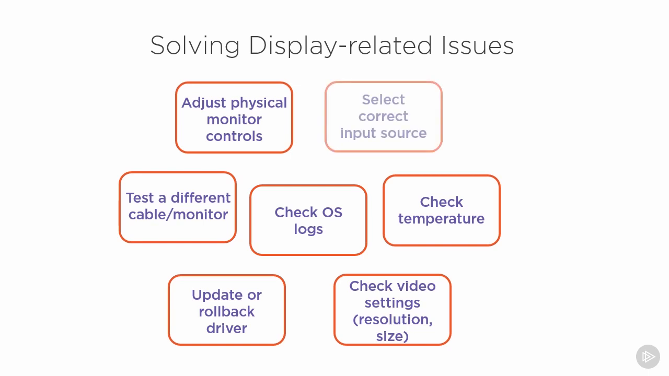We should also think about selecting the correct input source. So if you've got a large television and you're trying to connect to it, either through wired connections or wirelessly, make sure the correct input source is selected, whether it's coming in wirelessly or physically through HDMI input 1, HDMI input 2, and so on.